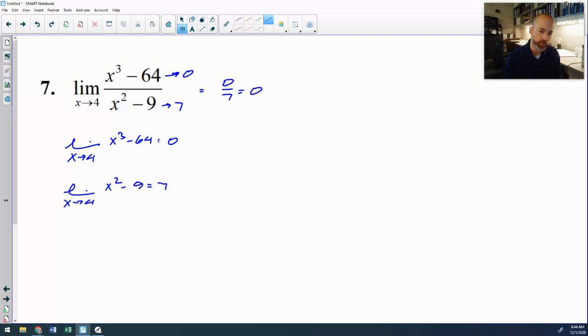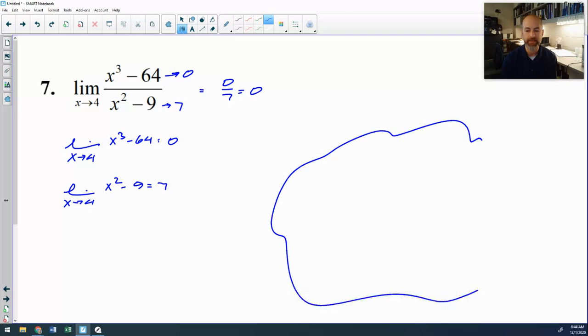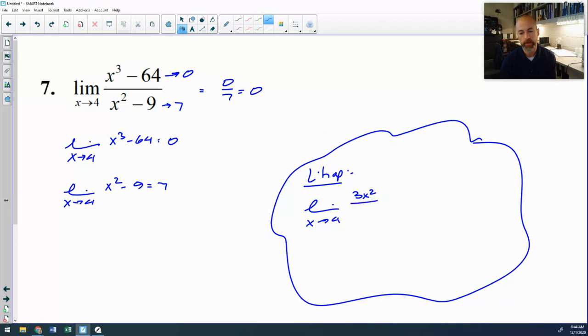And I wanted to do this one to show you that you never, ever, ever just dive straight into derivatives, because if you did that in this case, if you tried L'Hopital's rule with number 7, even though you're not supposed to, you would end up with the limit as x goes to 4 of the derivative of x cubed is 3x squared. The derivative of x squared is 2x. And if you plug 4 into that, 3 times 16 is 48 divided by 2 times 4, which is 8. 48 divided by 8 is 6.